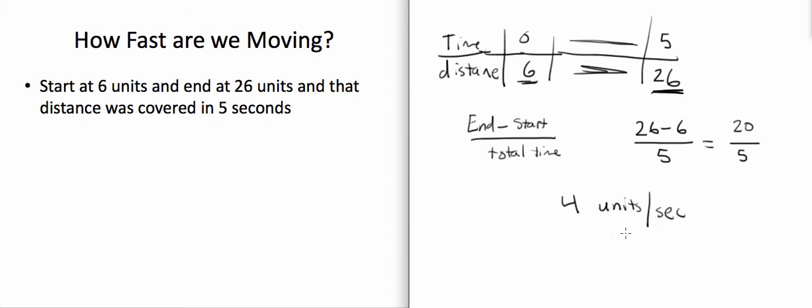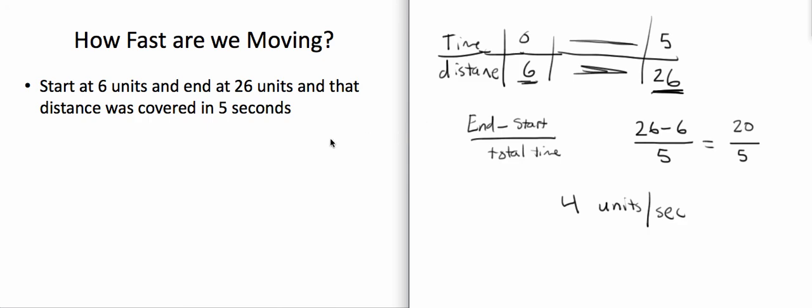Obviously we were moving away from the sensor. If we started at 26 and ended at 6, this answer would be negative. But you can't really have a negative speed. You'd have a negative acceleration, so we'd be moving towards the sensor in that case.